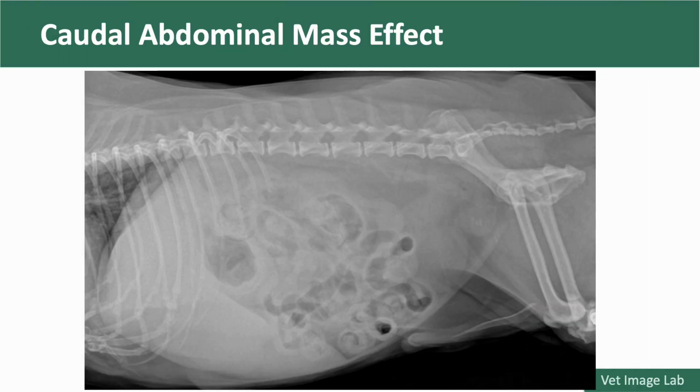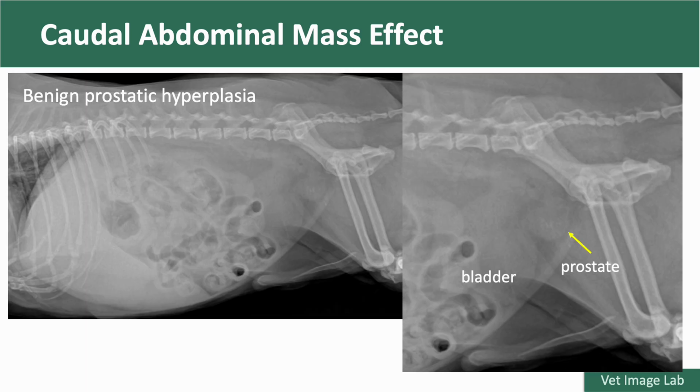This is another example. As you can see, there are two soft tissue density structures in the caudal abdomen. The cranial one is the urinary bladder, which appears normal. The caudal one is an enlarged prostate. Although the prostate is normally a pelvic organ, when it becomes enlarged, it can be displaced cranially into the caudal abdomen. This is a typical appearance of prostatic enlargement, such as benign prostatic hyperplasia on abdominal radiographs.